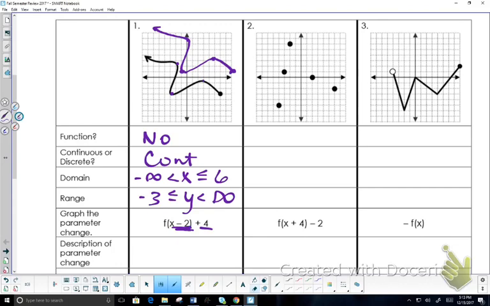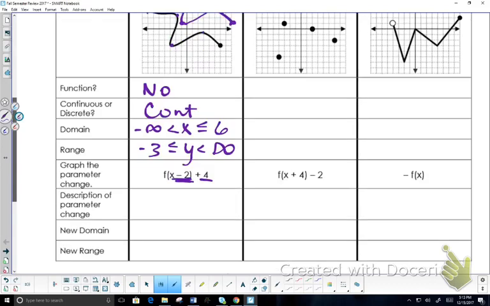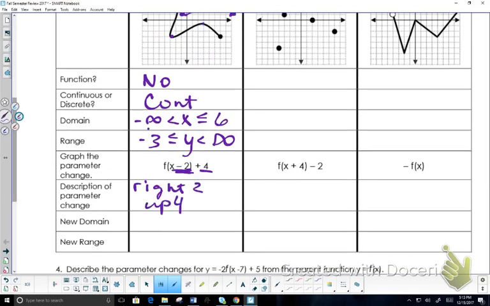The description of this would be right 2, up 4. Of course, you could get a lot fancier than that. It translated 2 units to the right and translated 4 units up. Anyway, so the new domain and range. Well, if it went right 2, that just means add 2 to each of these.